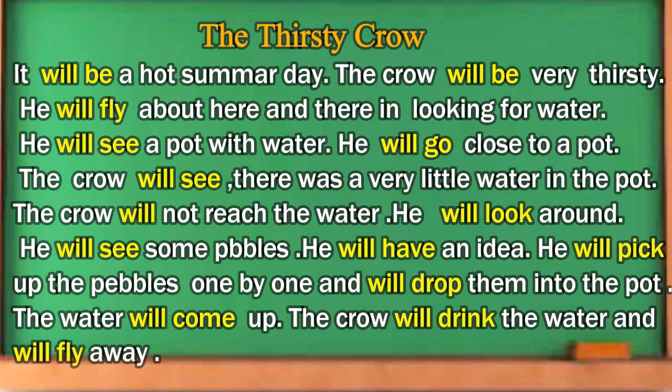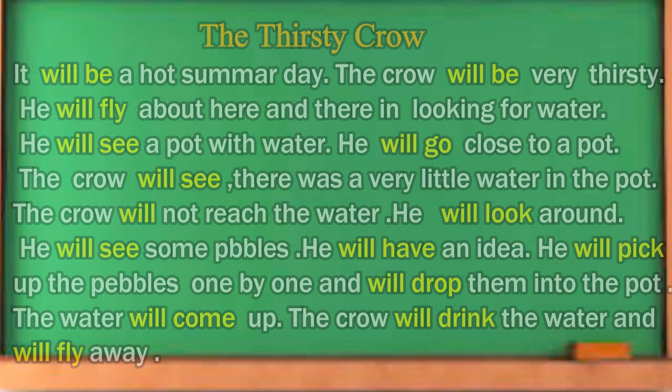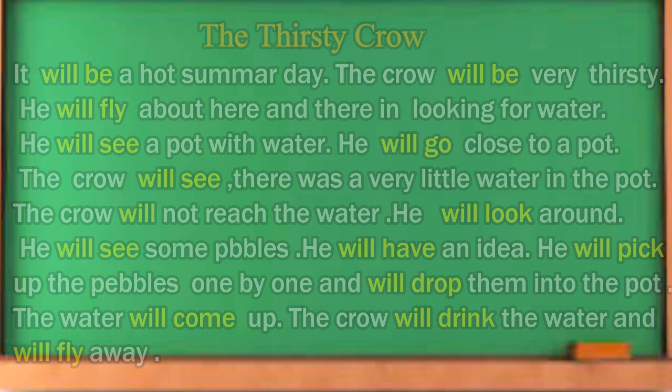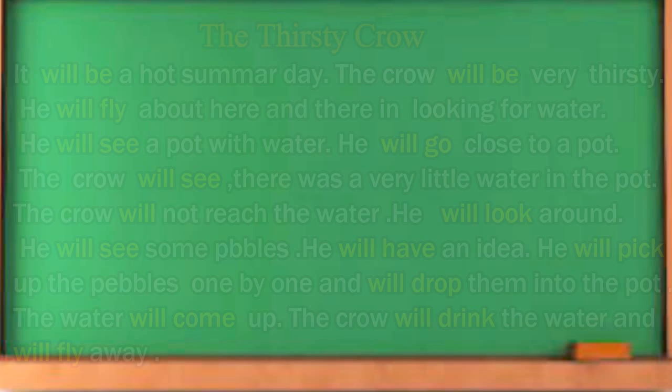The crow will look around. He will see some pebbles. He will have an idea. The crow will pick up the pebbles one by one and will drop them into the pot. As the crow will drop the pebbles into the pot, the water will come up. The crow will drink the water and he will fly away happily.